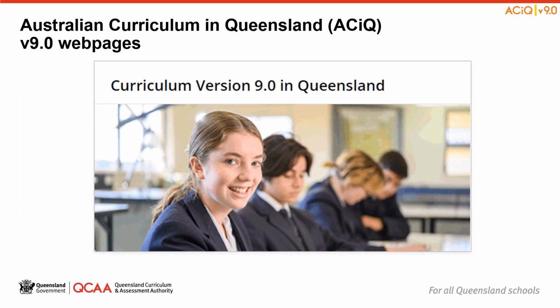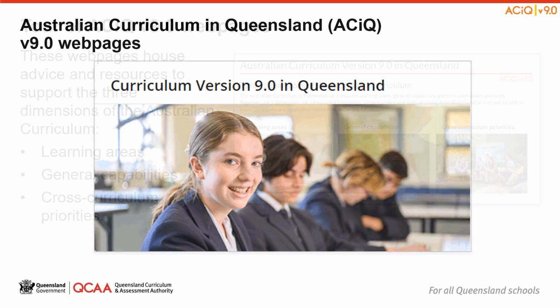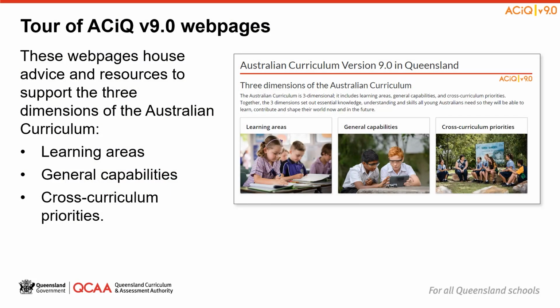Resources to support the Australian Curriculum version 9 can be found within the new version 9 web pages. Version 9 web pages will only include resources that have been created or updated to align with version 9. The version 9 web pages support familiarisation with all 3 dimensions of the curriculum. Teachers can access advice and resources for their learning area and/or subject, or the general capabilities or cross-curriculum priorities.